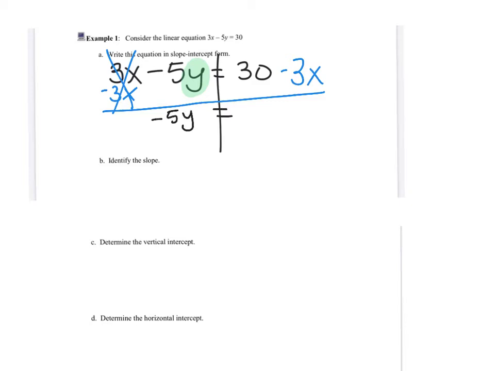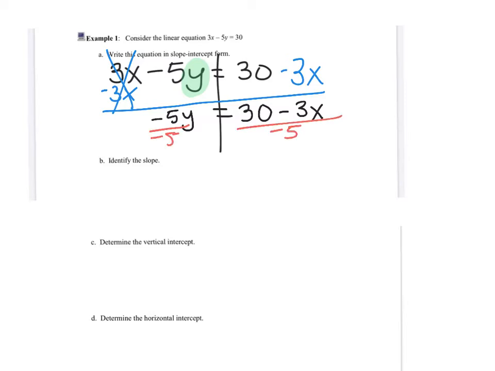Now, we can't combine 30 and the minus 3x because the 3x has an x with it and the 30 does not. So we're just going to write that as it is. I was going to rearrange it, but I changed my mind. Like that. And so all we have left to do at this point is get rid of that negative 5. And we always do that by dividing by negative 5.